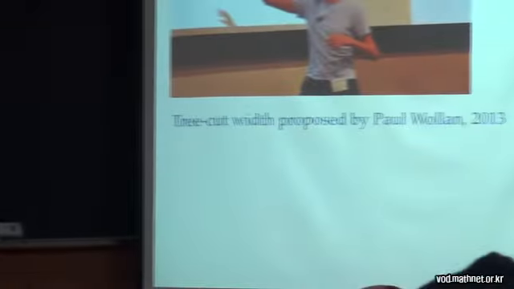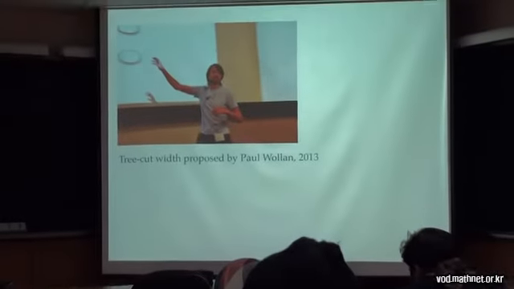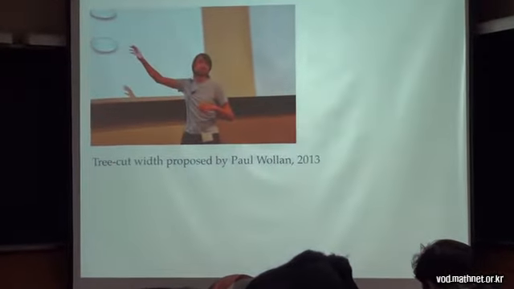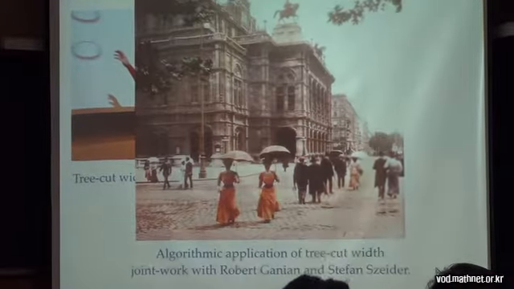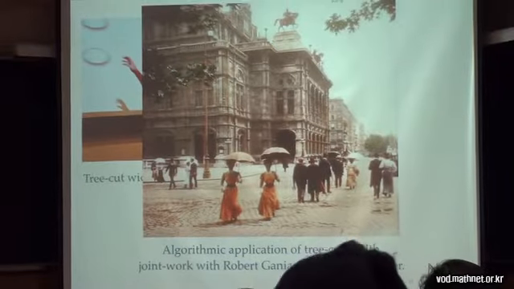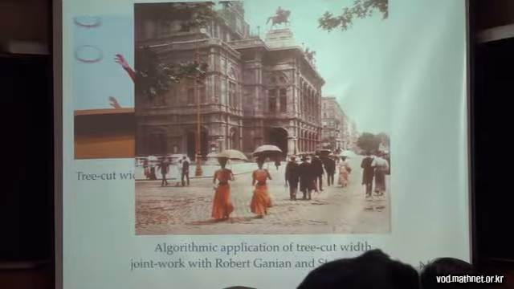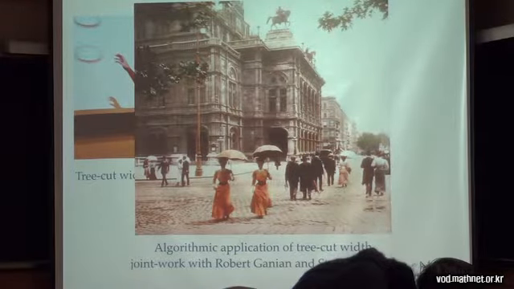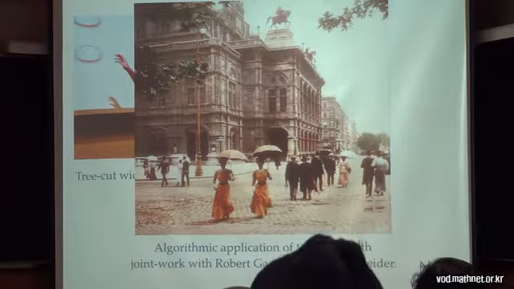So this notion, tree-cut width, was proposed by Paul Wollan, 2013. Introducing the notion will be one part of the talk. And I'm going to show the algorithmic application of tree-cut width. And this is based on joint work last year with Robert Ganian and Stefan Szeider from Vienna University of Technology.